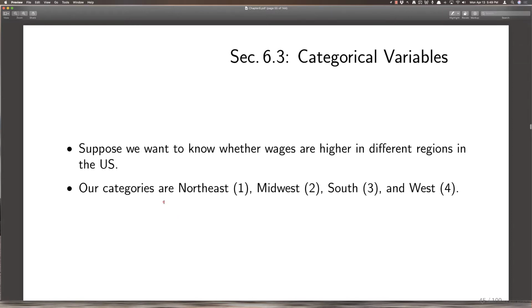So the best way to get our heads around this is, let's just start with an example. All right. So we've got a data set and we've got wages, and we want to know whether or not wages are higher in different regions of the U.S. And for this particular data set, we have a variable called region. And region is coded as, if you're in the Northeast, you get a 1. If you're in the Midwest, you get a 2. If you're in the South, you get a 3. And if you're in the West, you get a 4.